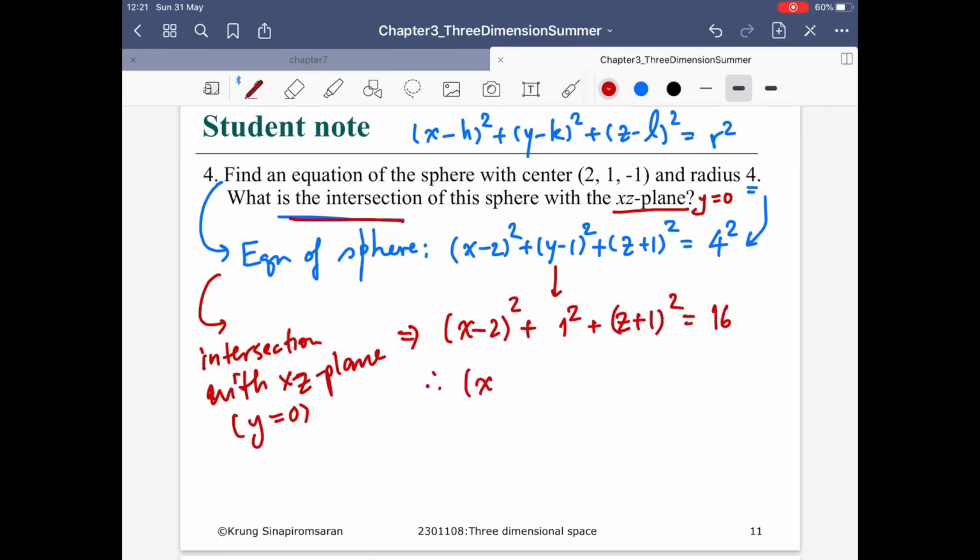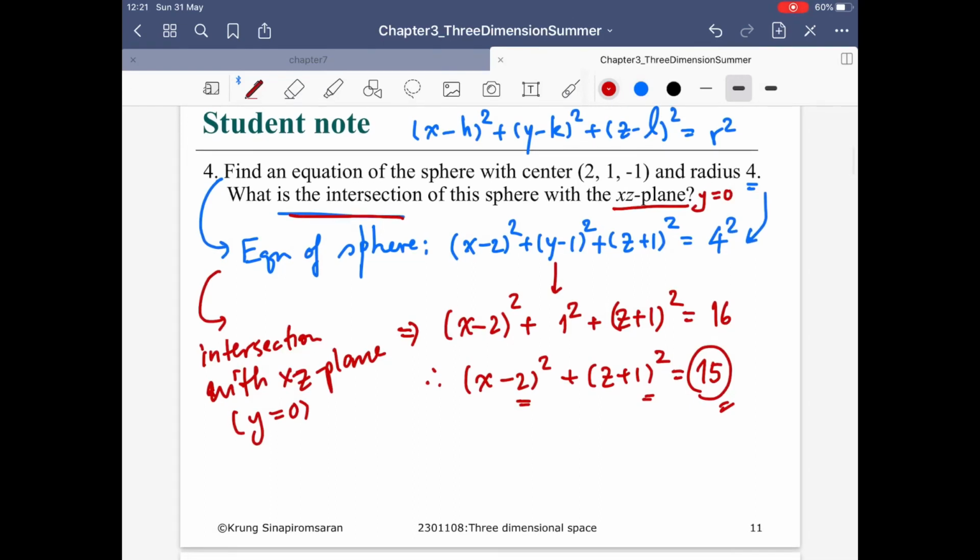So it means that you get a smaller circle as your intersection. It's simply a circle at the center 2 and negative 1, and the radius is the square root of 15.